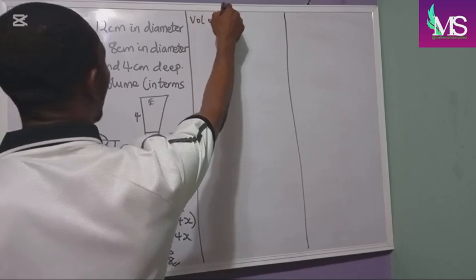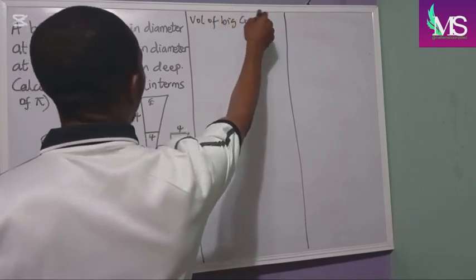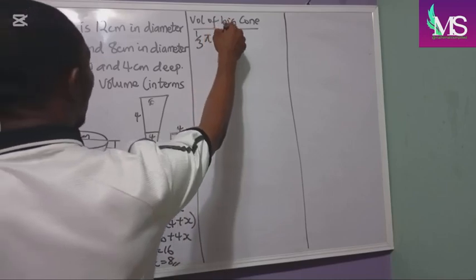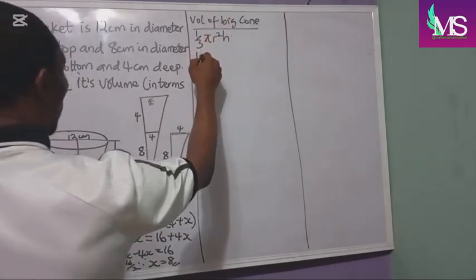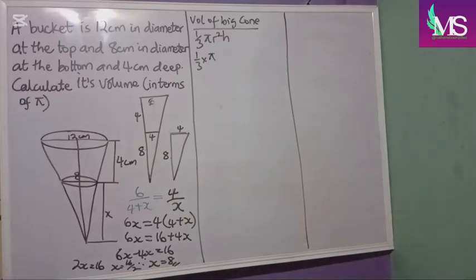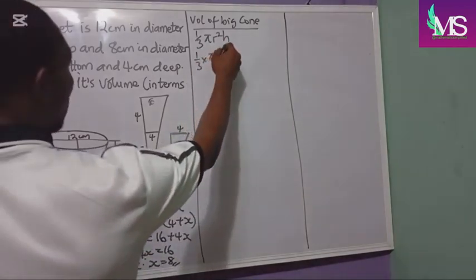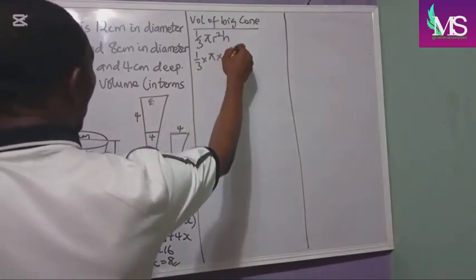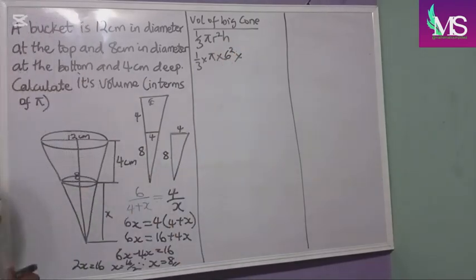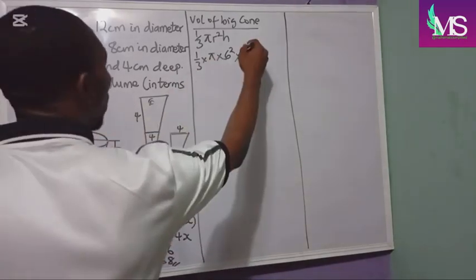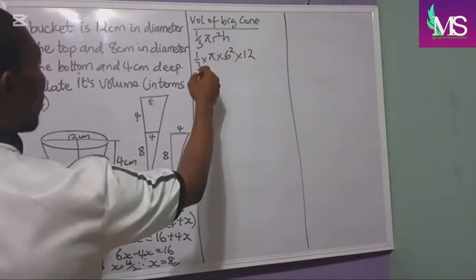Volume of big cone. Now, our formula is 1 over 3 pi r squared h. Which is going to be 1 over 3 times pi. Since they said we should leave it in terms of pi, we are not going to include the pi value. Times our radius, which is 6 squared, times our height. Our height now for the big one will be 4 plus 8, which is 12.